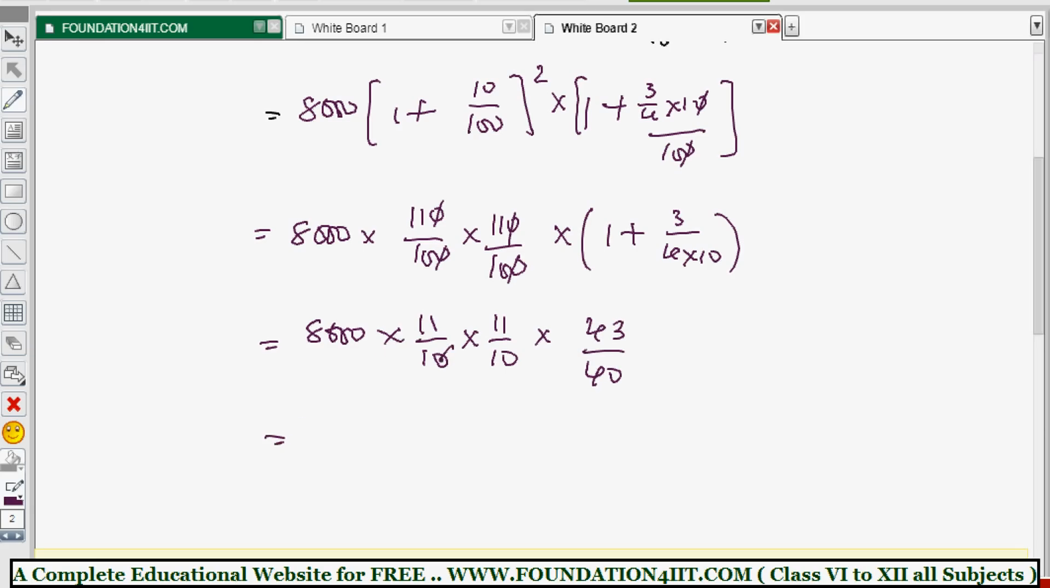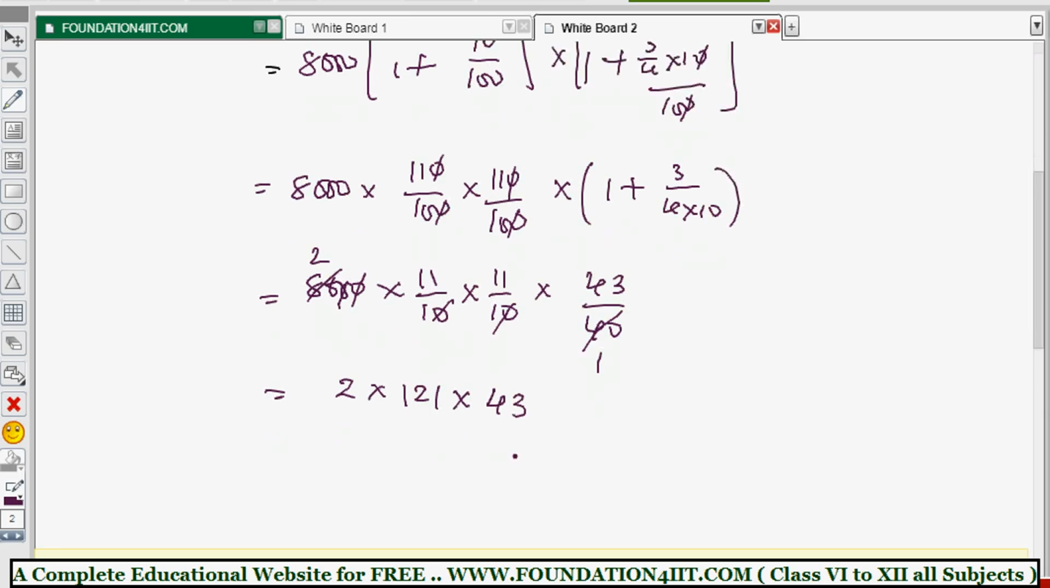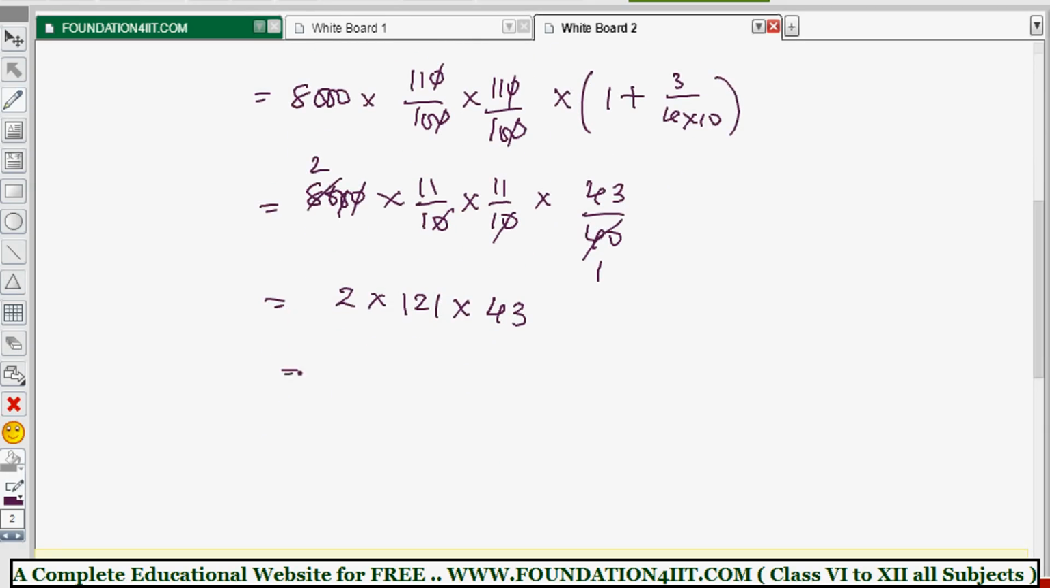Just simplify everything. 2 zeros cancel, 4 1s are 4, 2 4s are 8, 80, right? 2 into 11 into 11 is 121 into 43. Multiply this, 2 into 121, so 242 into 43, then this is the total amount. So if you multiply this, 2 3s are 6, total 10,406. Just multiply. This is the amount.